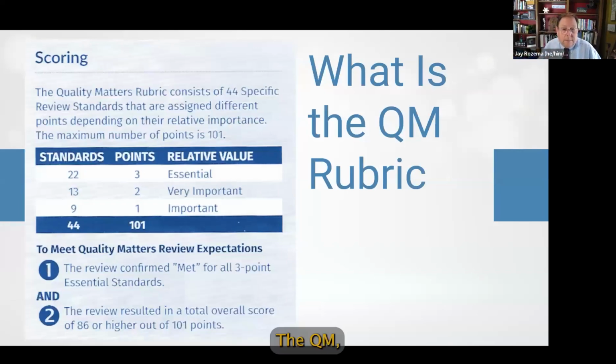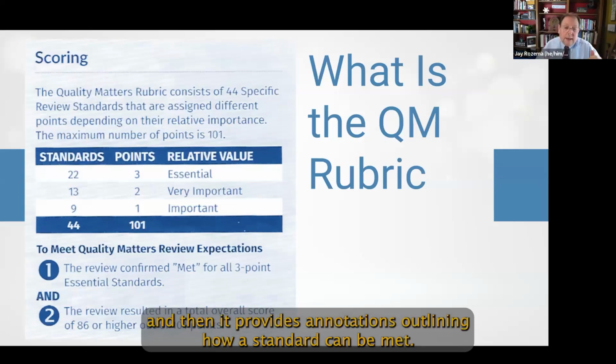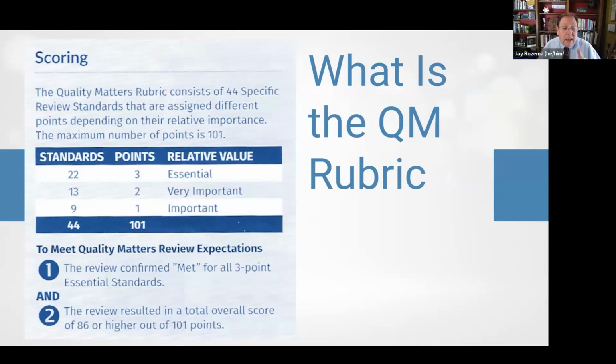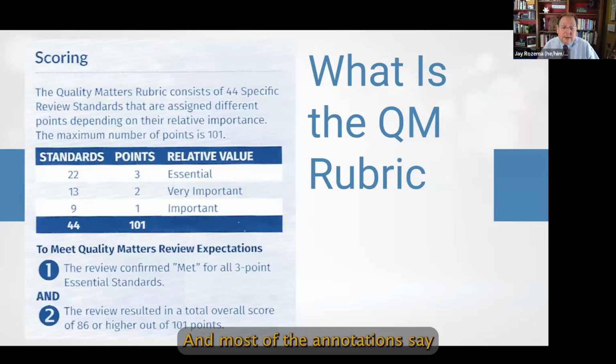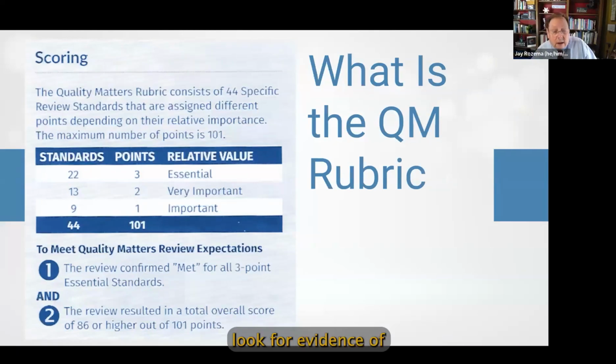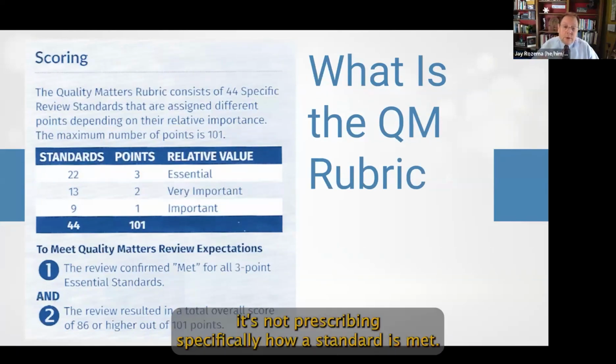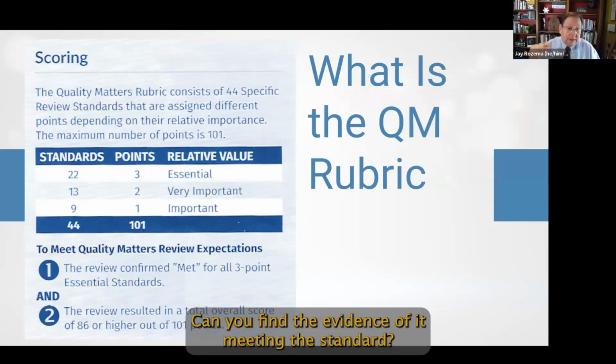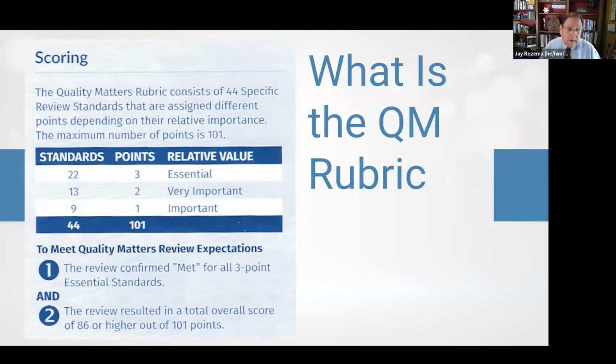The QM has a series of standards, and then it provides annotations outlining how a standard can be met. And there are multiple ways a standard can be met, and most of the annotations say, look for evidence of. It's not prescribing specifically how a standard is met. It's looking for, can you find the evidence of it meeting the standard?